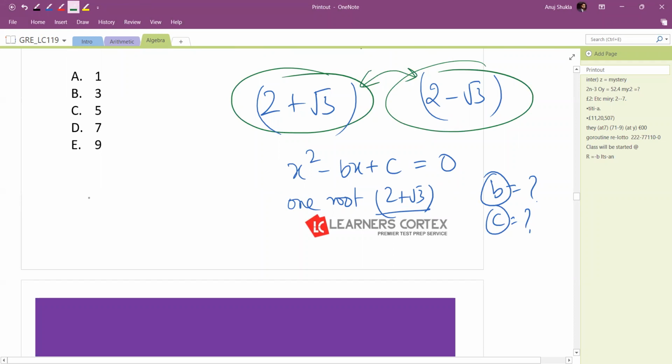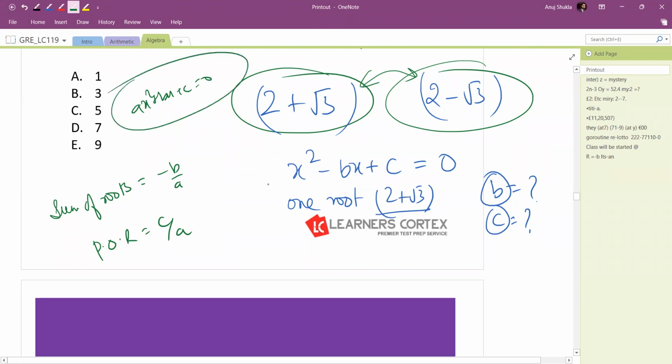So what is the b value? What is the sum of roots? Minus b by a for the equation ax square plus bx plus c equal to 0. Sum of roots is this, and product of roots is c by a. For this equation, the sum of roots will be minus of minus, so that is b by 1. So b value is equal to the sum of roots. I'm writing it here: 2 plus root 3 plus 2 minus root 3. Root 3 cancels. So b value is 4.